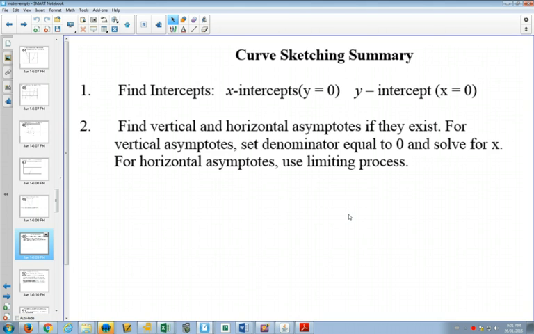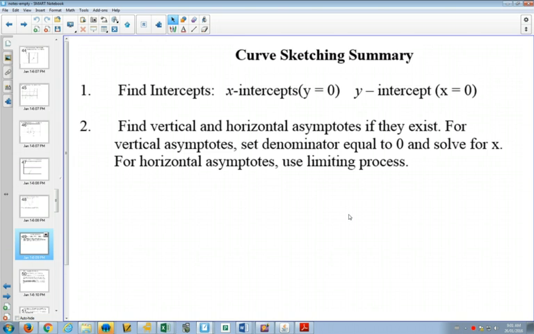So a couple of things when you're sketching. First of all, see if you can find any intercepts, x-intercepts and y-intercepts. Perhaps you can find them without your calculator. Sometimes you can only solve them with your calculator. But those are going to be key points to label on your graph.